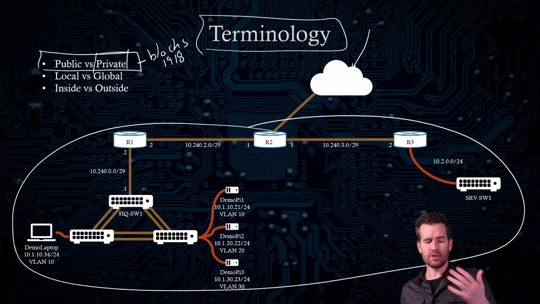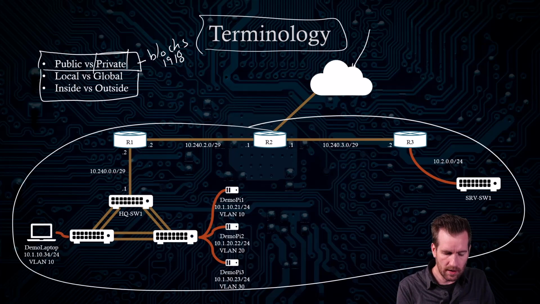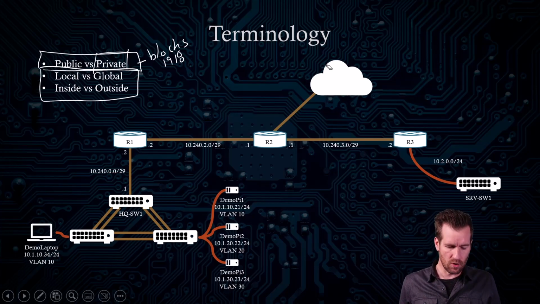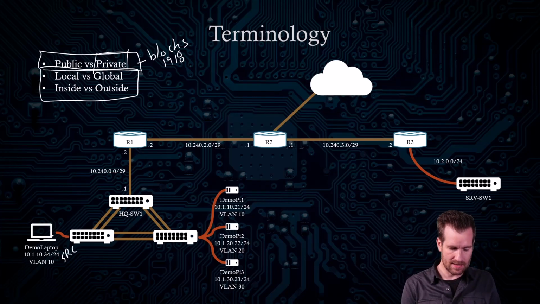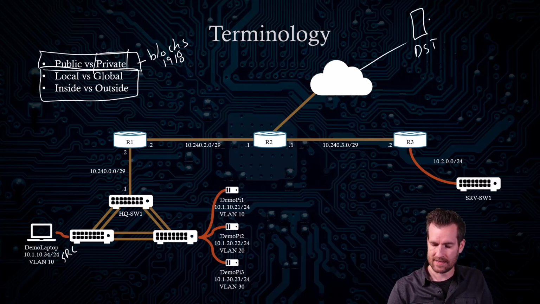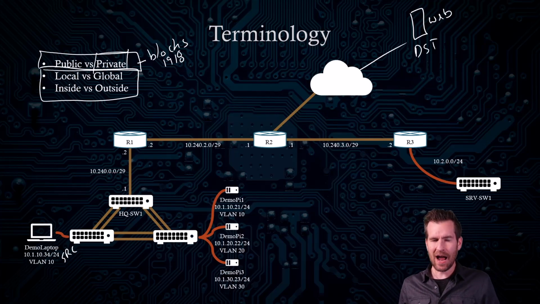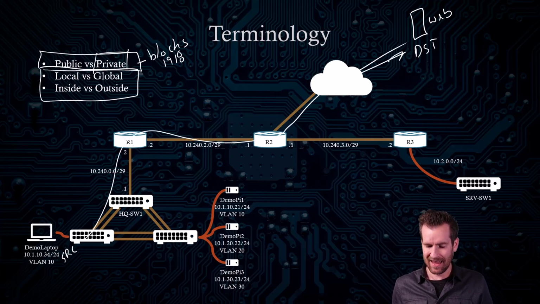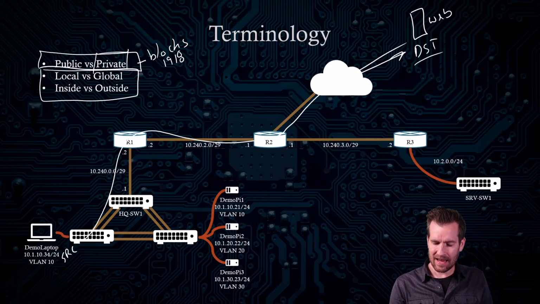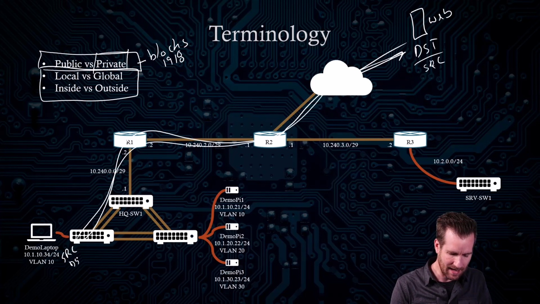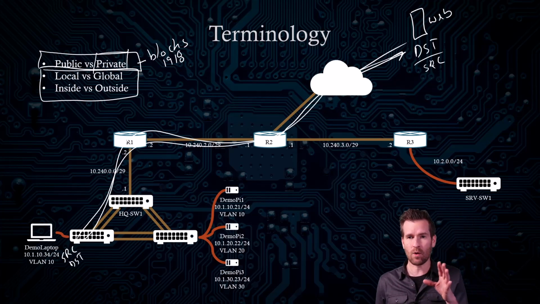But Cisco further defines what is the difference between local and global and inside and outside. Now, what we could do is we could just refer to a source, such as this laptop right here, and a destination, which would be maybe like a web server that's out here. So let's say this is a web server. Now the problem with using source and destination is as we go through this router, this goes to this destination, but then information comes back, and this becomes the source, and this becomes the destination. So using source and destination doesn't quite work for us.